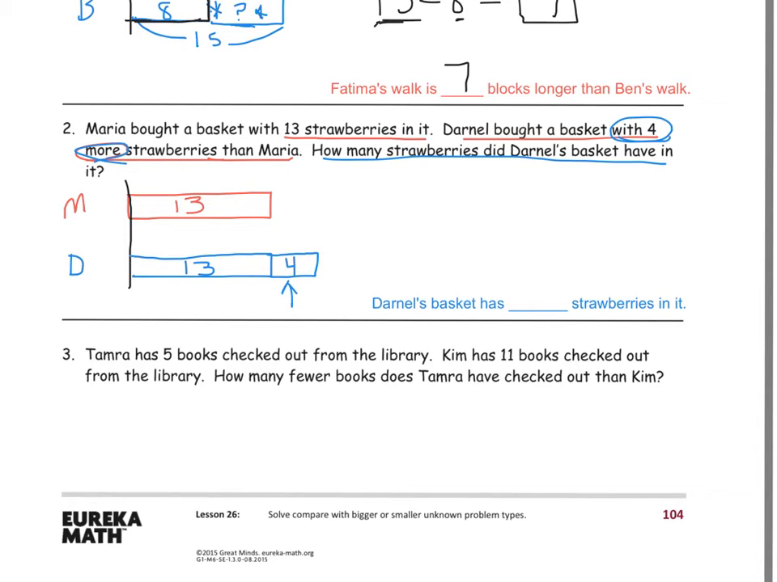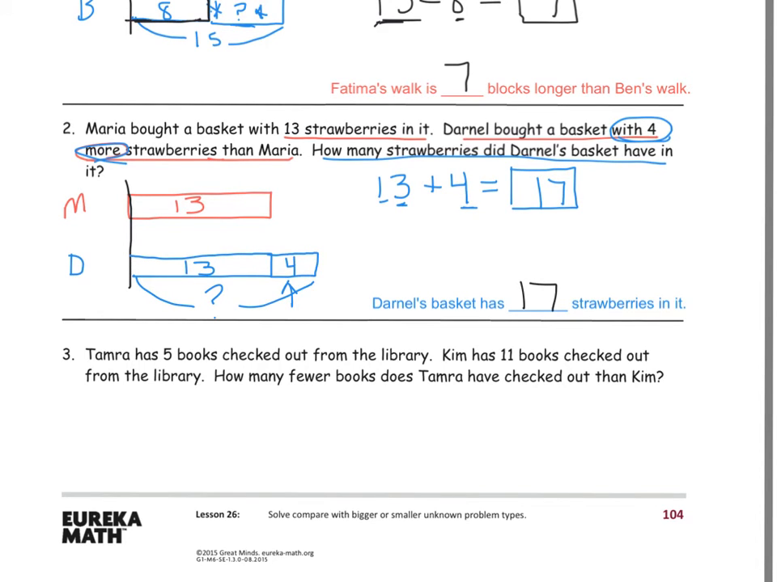So what I need to find now is this: how many total strawberries does Darnell have? So I see that I have 13, and 4 more is going to get me the number that Darnell has. And I can count on from 13 to go up 4 more, or I can add 3 ones and 4 ones to get my 7 ones, and my 10 still, to get 17. Now all I have to do is fill in my answer statement. And it says Darnell's basket has 17 strawberries in it.